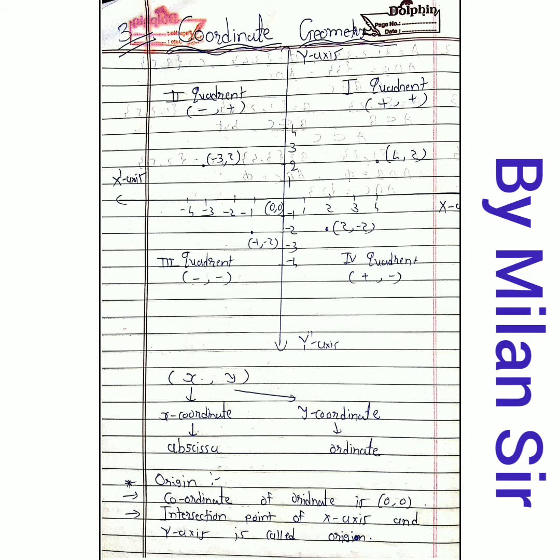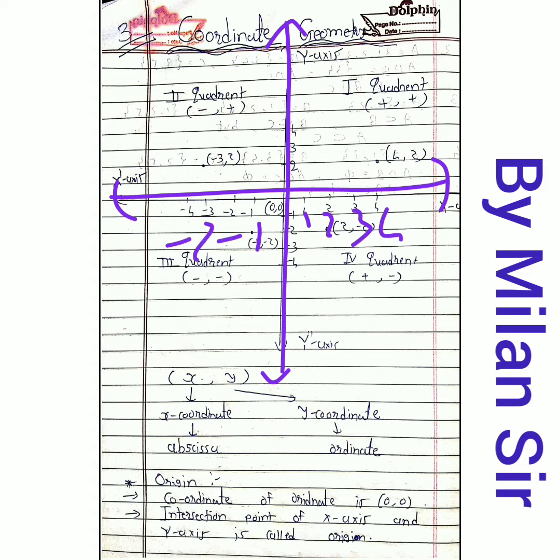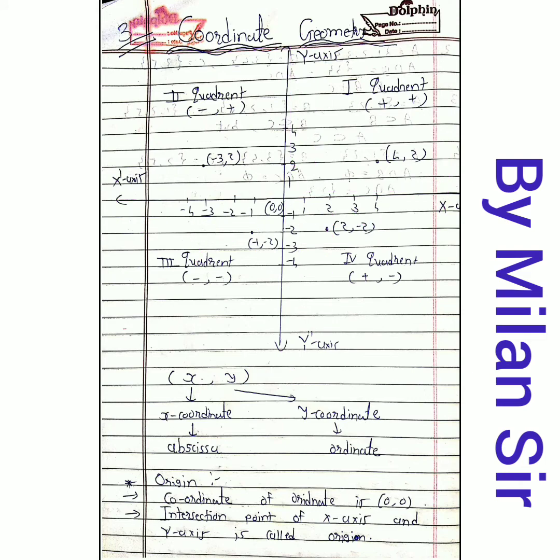Now for the Cartesian coordinate system we want two number lines, one horizontal and one vertical. Here 1, 2, 3, 4, here minus 1, minus 2, minus 3, like this, and in the upward direction plus numbers 1, 2, 3, 4, and in the downward direction minus 1, minus 2, minus 3, minus 4. So one vertical number line and one horizontal number line.